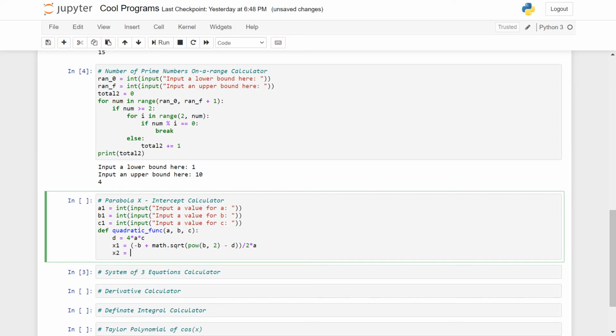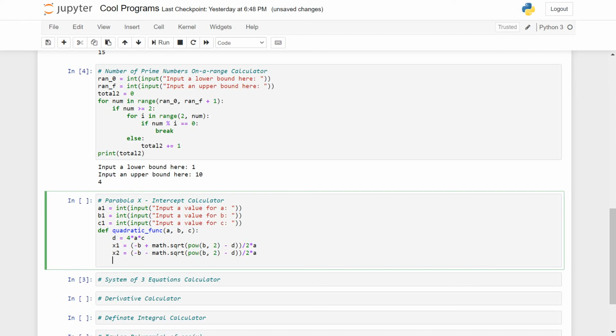x2 can just equal negative b minus, in this case, minus math.sqrt. Let me just copy this. Okay, so we just need to switch this to a minus sign. Let's just look at this. Should all be alright. Okay. And then we can just return our values of x1 and x2, right? That should all be fine.